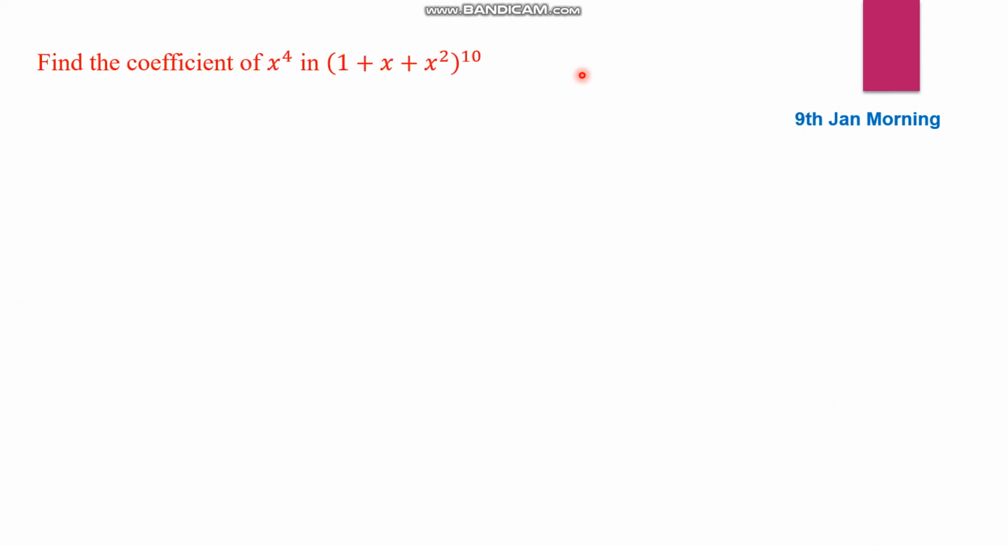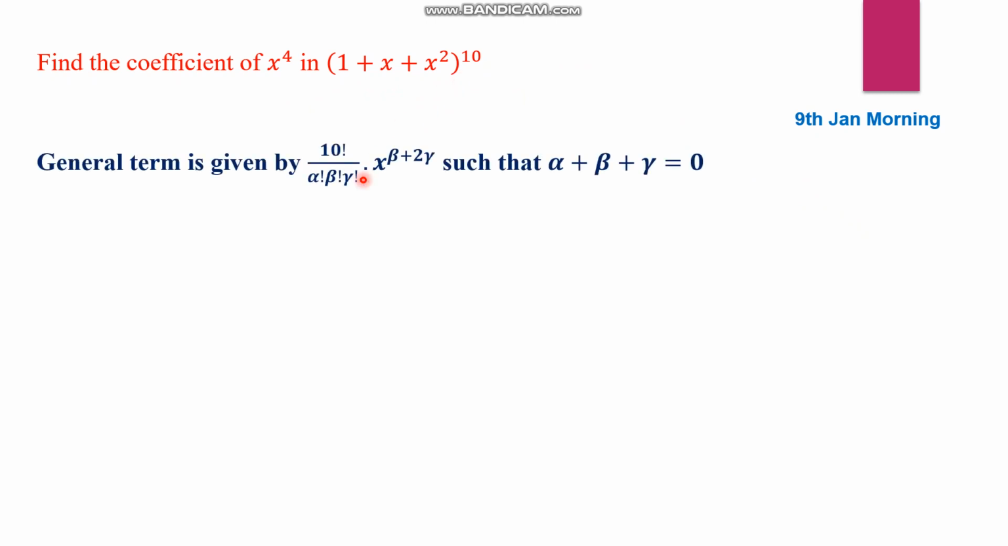The next question appeared on 9th January morning, and the question is, find the coefficient of x to the power 4 in (1 plus x square) whole to the power 10. Now, the general term is given by this formula. The formula is 10 factorial by alpha factorial into beta factorial into gamma factorial into x to the power (beta plus 2 gamma), such that alpha plus beta plus gamma is equal to 10.